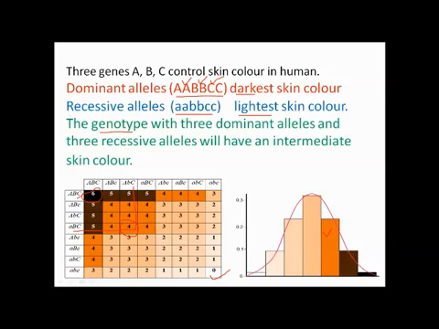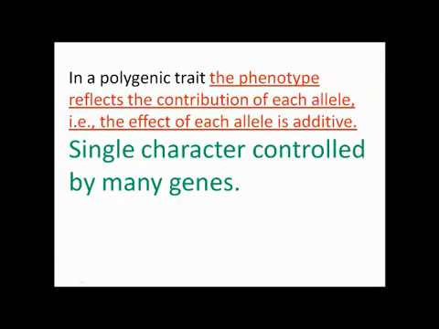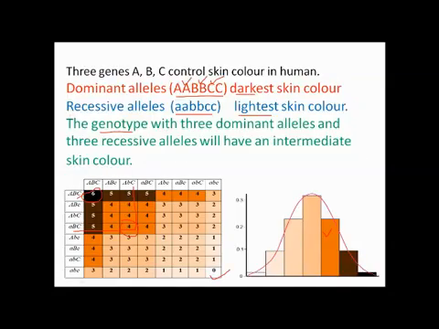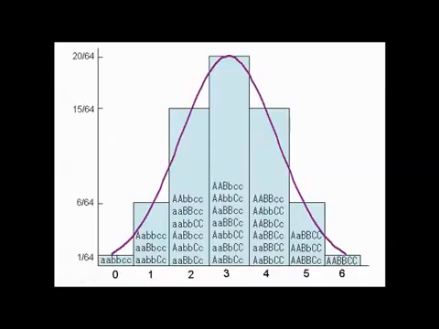So we can see this is the same single character controlled by many genes. Here also you can see the 64 combinations that were seen, and they show different traits. The maximum we find is this one, or trait number 3 was found to be the maximum. And if you go and find out, you'll find the ratio like this. Thank you.